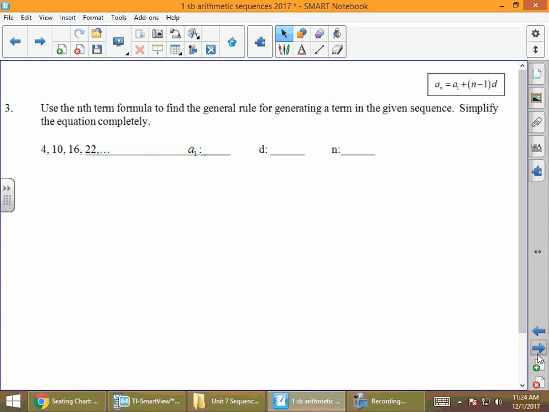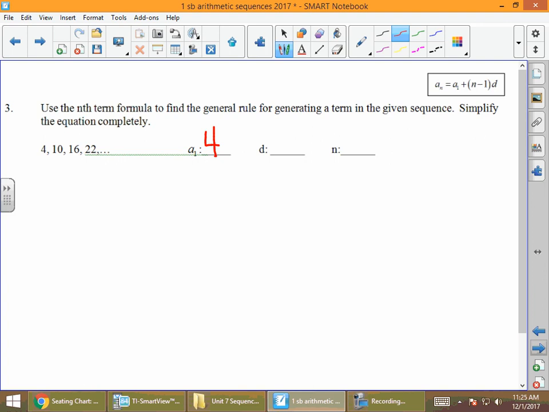So problem number 3 here. It says, use the nth term formula to find the general rule for generating a term in the given sequence. Simplify the equation completely. Well, let's list what we know here. A sub 1 means that we're looking for the first term. And the first term is 4.